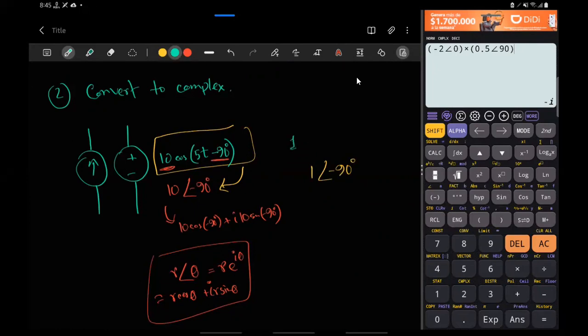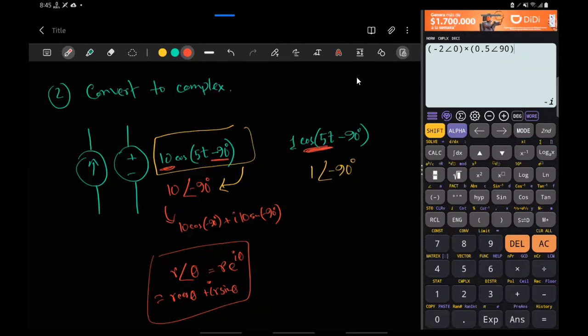The amplitude should be 1, right? Then you write cos 5t, and what's the phase? Minus 90 degree. Okay, so basically you only have to write this cos 5t inside of it. And how do we write cos 5t?